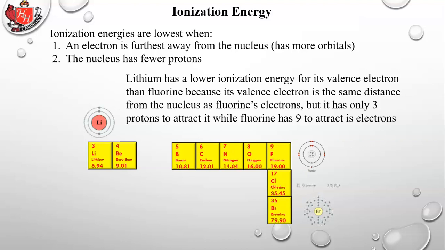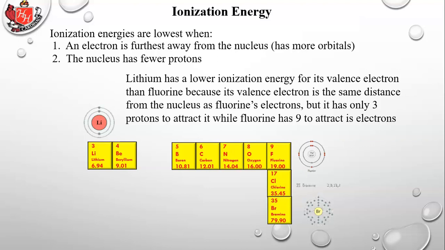So let me say that again then. Lithium has a lower ionization energy for its valence electron than fluorine because its valence electron is the same distance from the nucleus as fluorine's, but it has only 3 protons to attract it, while fluorine has 9 protons to attract it. And so what you want to look at here is the Z effective, and we'll do that in just a moment. But if you do the calculation, I'll do that right now. Lithium has a Z effective of 1. We did that a few slides back. Its valence electron only feels 1 proton. Whereas fluorine, it only has 2 core electrons, first orbital electrons, the same as lithium.